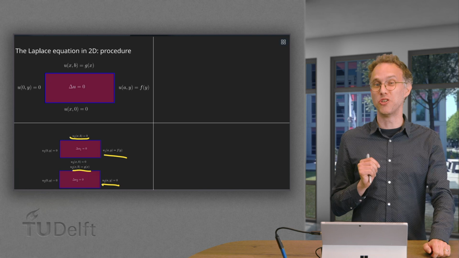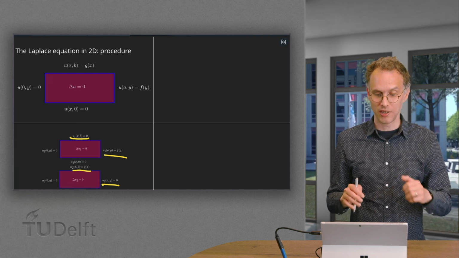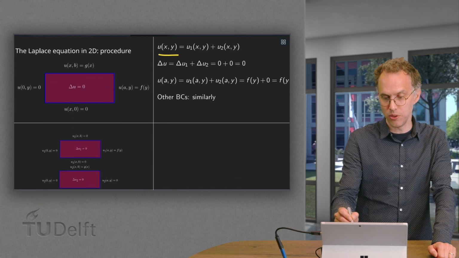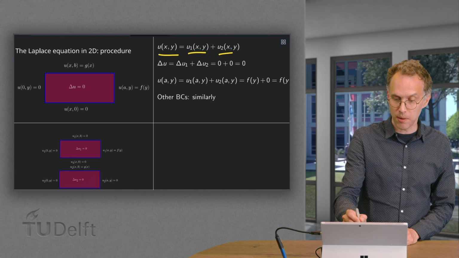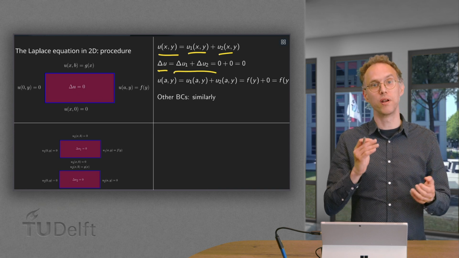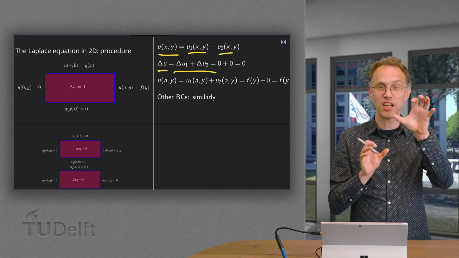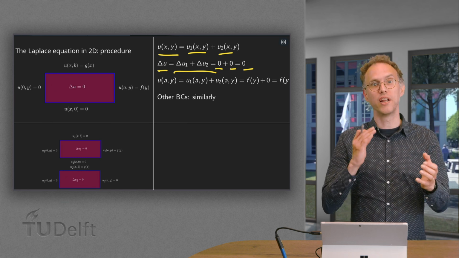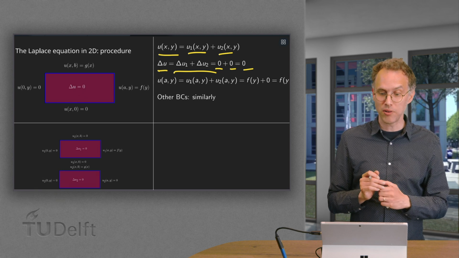So why does this work? Well, this works because we are living here in a linear world. That's really nice, because our u is u1 plus u2. That means that the Laplacian of u equals the Laplacian of u1 plus u2 equals Laplace u1 plus Laplace u2. But they both satisfy the Laplace equation inside our domain. So that equals 0 plus 0 equals 0. So with this u1 and u2, I solve the Laplace equation. Moreover, we satisfy the boundary conditions.